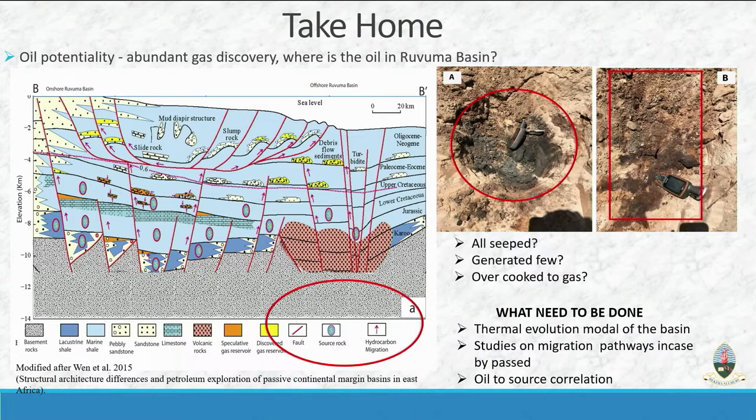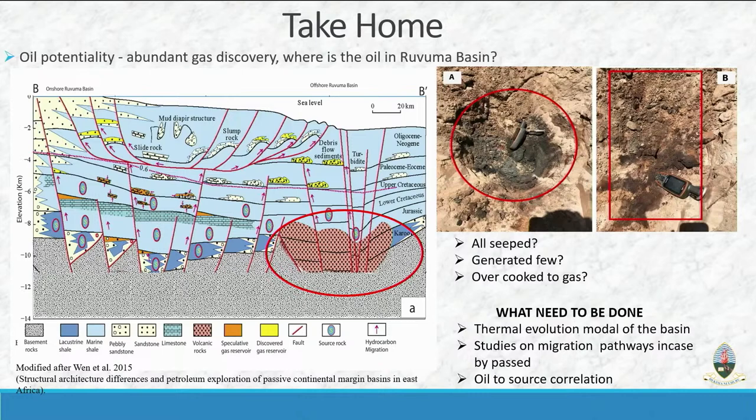Because there's evidence of volcanic bodies in Ruvuma Basin. Not only in Ruvuma Basin, as you go up to the north, where there is the Rufiji Basin, we have hot springs in Ruvu River in Rufiji Basin. So all of this tells us there were contributions of more temperature that thermally matured these already generated oils into gas, though still it was not proven.